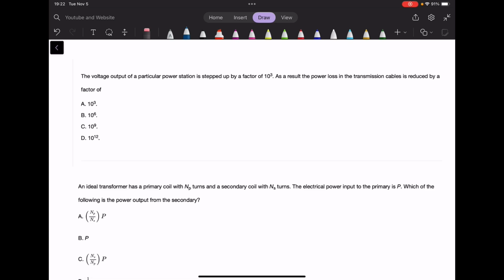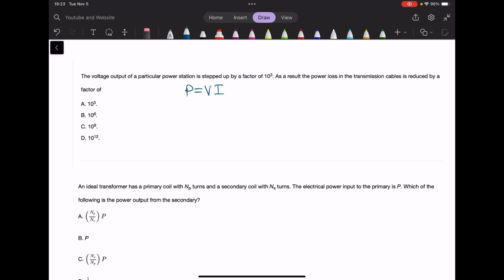The voltage output of a particular power station is stepped up by a factor of 1000. As a result, the power loss in the transmission cables is reduced by a factor of what? So power in a circuit is equal to voltage multiplied by current. And the voltage output is stepped up by a factor of 1000. So how do we find the reduction in power loss?